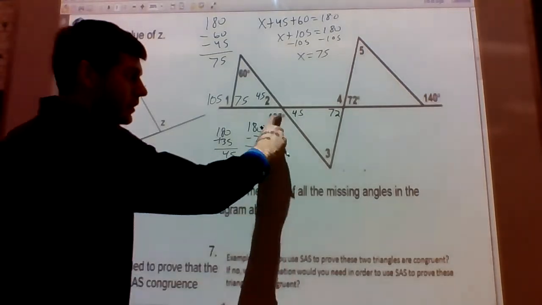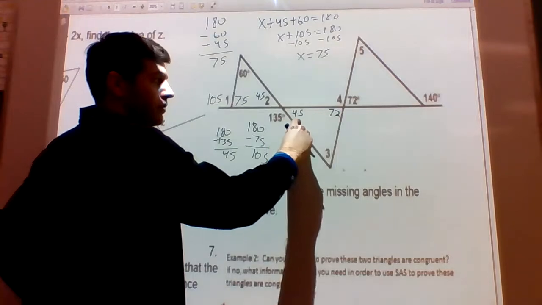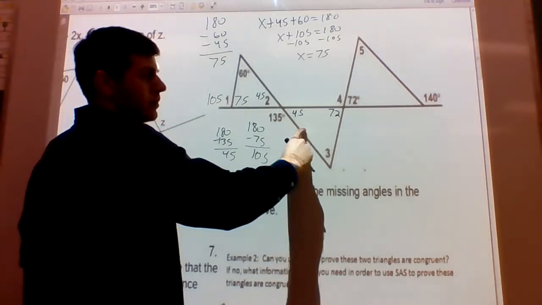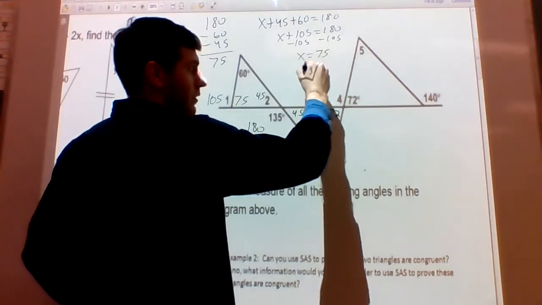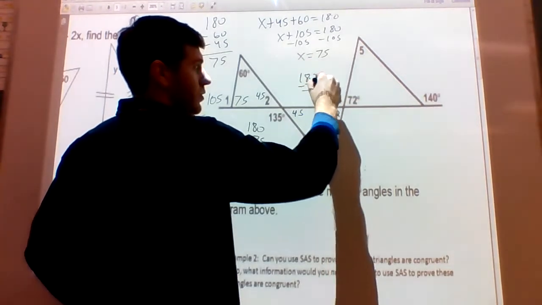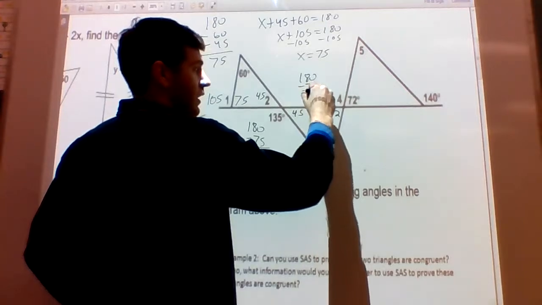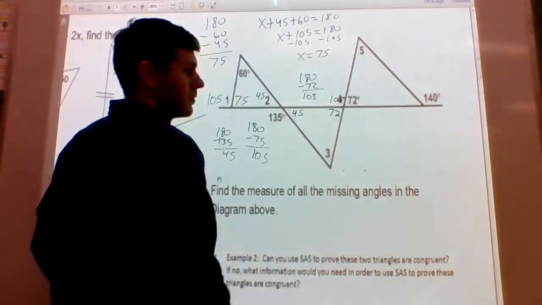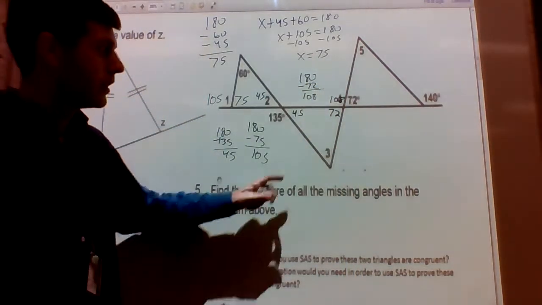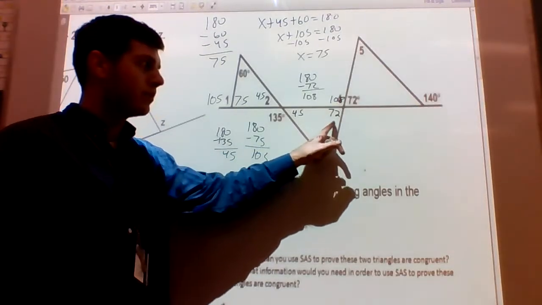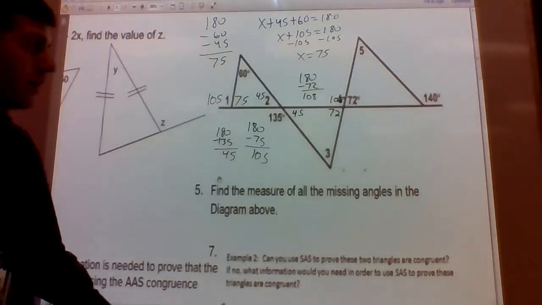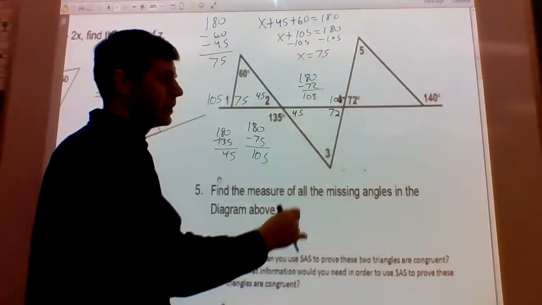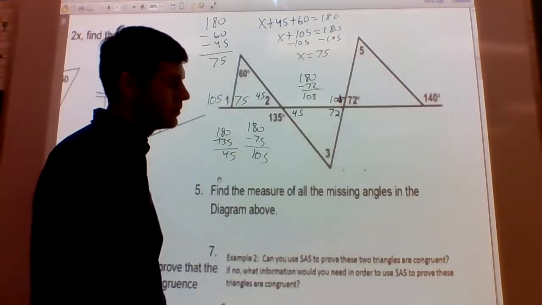Okay, we could have done linear pair here. 180 minus 135 is 45. Okay, we can also have done linear pair here. So 180 minus 72 is going to be 108. And then we could have done 180 minus 108, which would give us 72. Okay, measure of angle 3, again, 180 minus 72 minus 45.